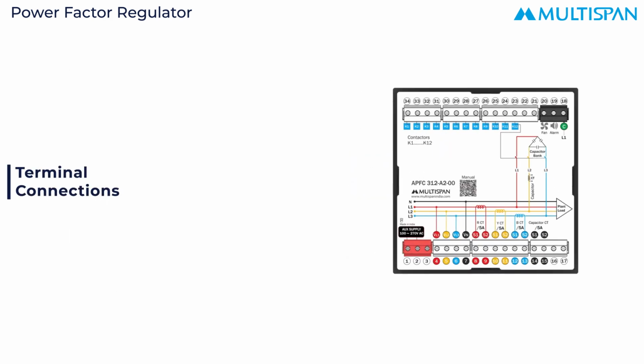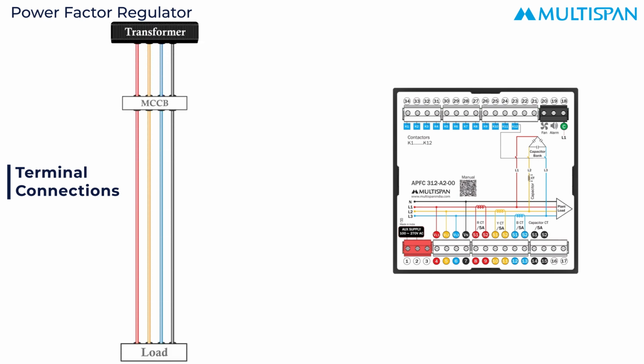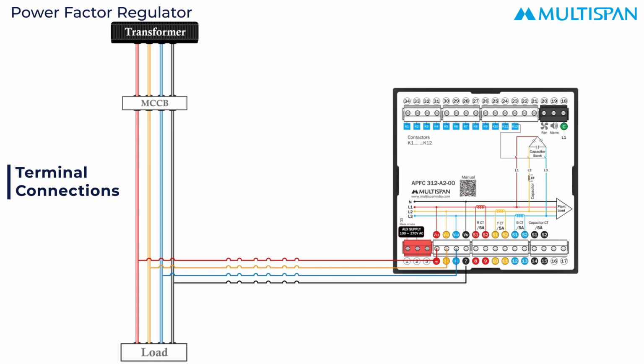For the terminal connection, first, take the main lines R, Y, B, and neutral from the transformer that pass through the MCCB to the load. Connect these to the instrument's terminals 4, 5, 6, and 7 for voltage connections.